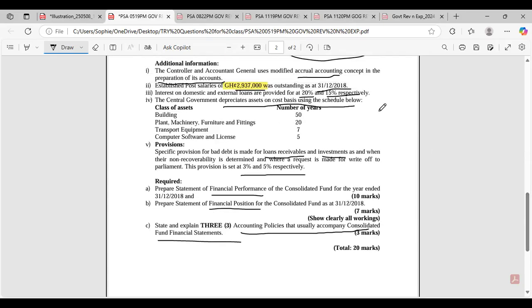So that is that for this question. We will solve it next week. It will be the first question we solve. After we finish solving, we continue with the GIFMIS platform. The last time we were looking at what the GIFMIS is used for, so we'll continue with it.